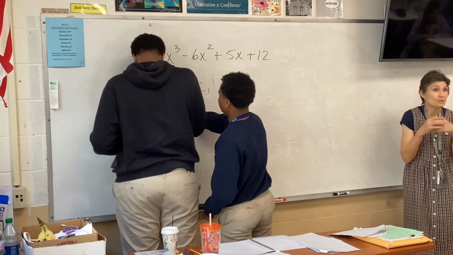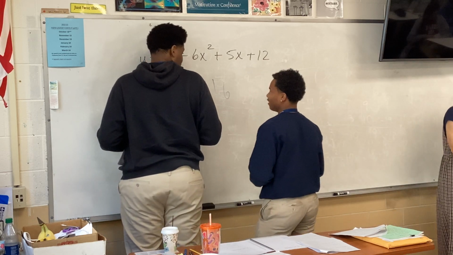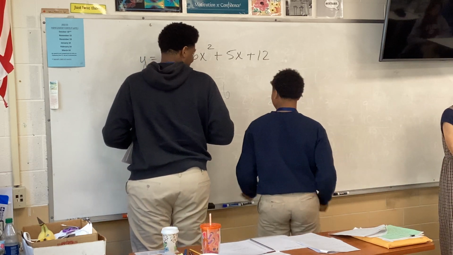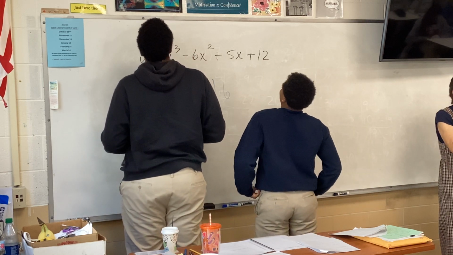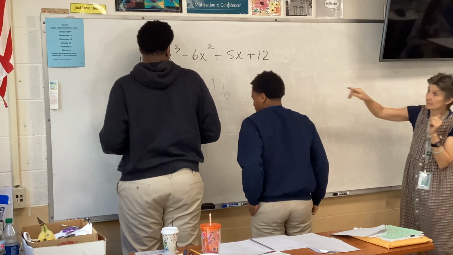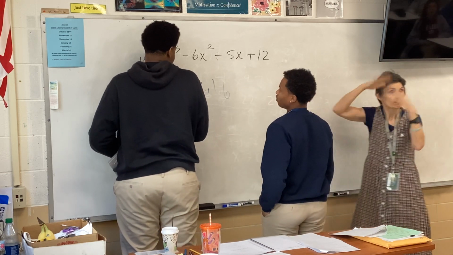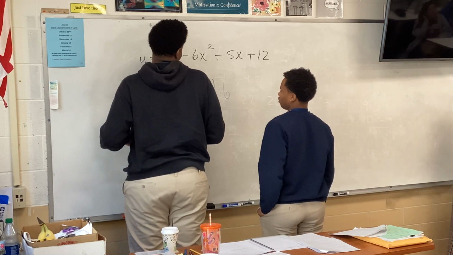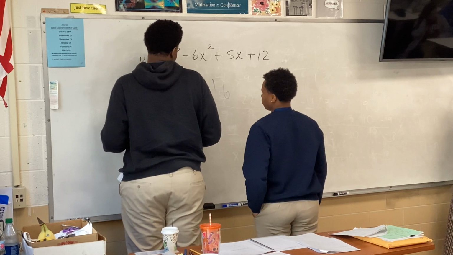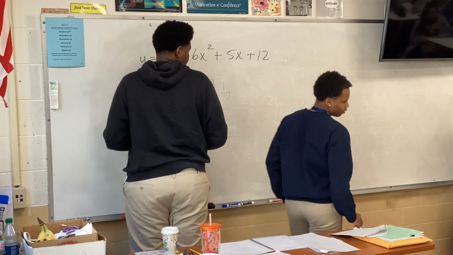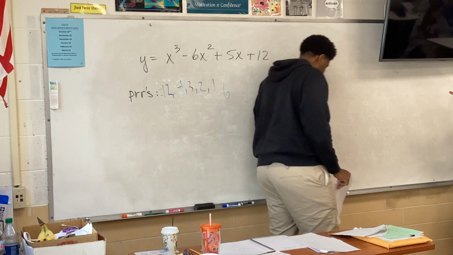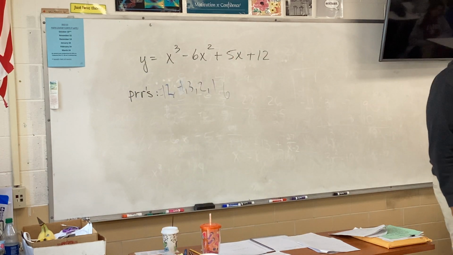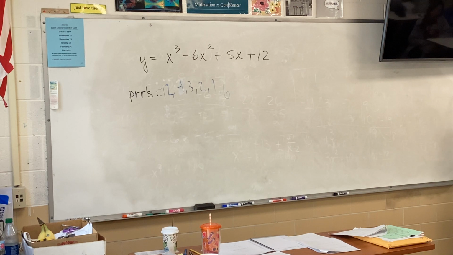And then you don't need to worry about this, because that leading coefficient is 1, but remember, your PRRs are over your leading coefficient. But since his leading coefficient is 1, he doesn't need to write that down if he doesn't want to. Okay, good work. So Kendrick, next time, you know how to get the PRRs, right? Factors of 12 over factors of 1. Okay?